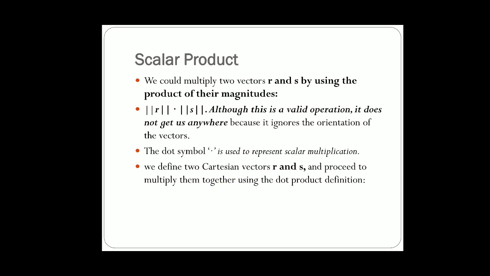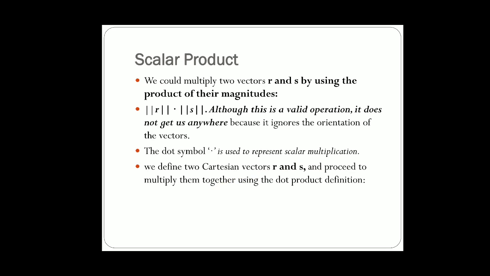So we'll start with the scalar product. How do we multiply with a scalar product? We could multiply two vectors r and s by using the product of their magnitudes. So we will multiply the product of their magnitudes through which we can find the answer. So the magnitude of r multiplied, dot represents multiplication, by the magnitude of s. Although this is a valid operation, it does not get us anywhere because it ignores the orientation of vectors.